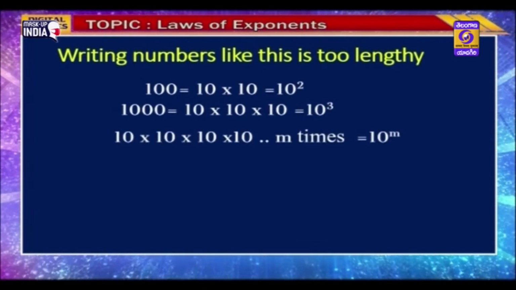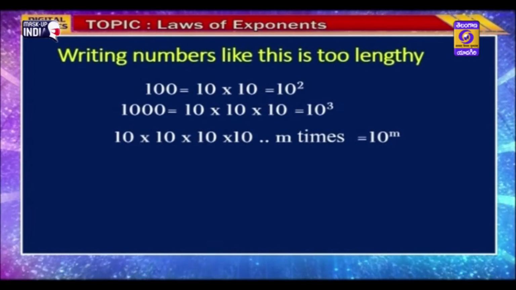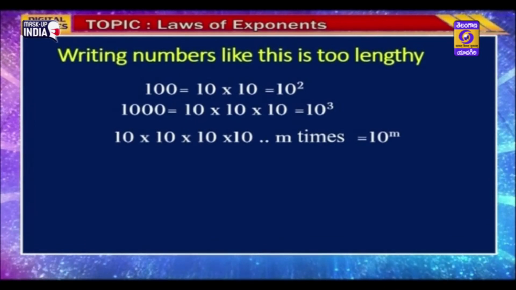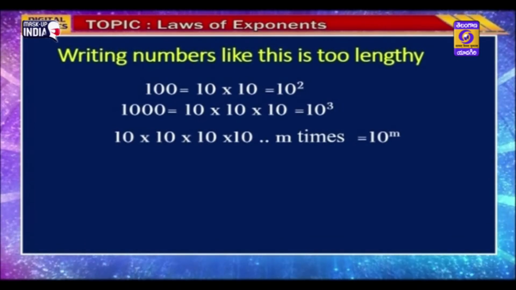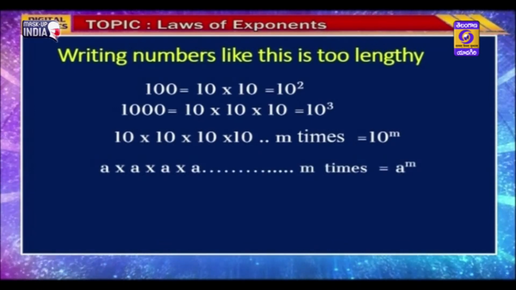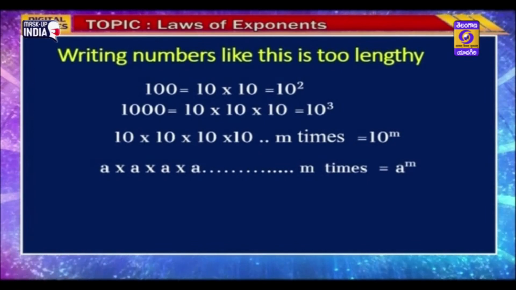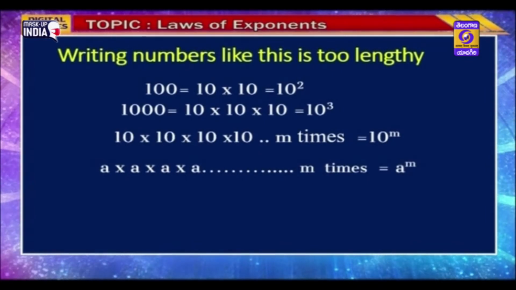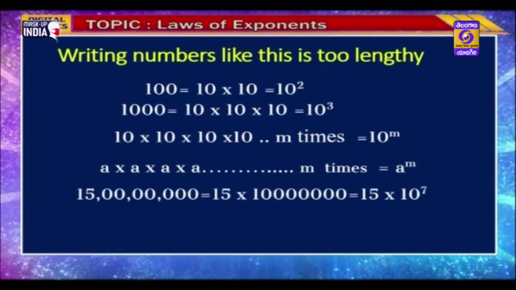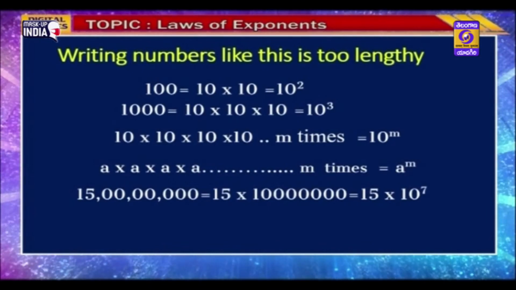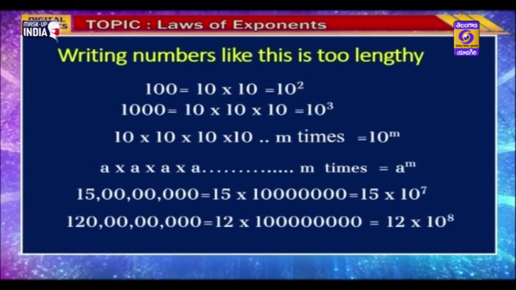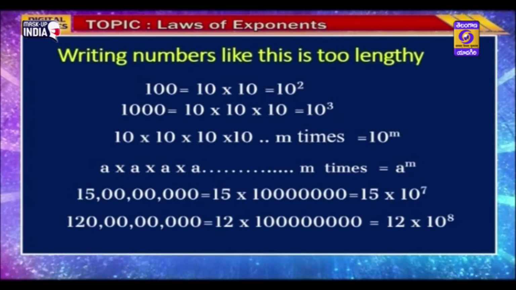Like this, if you multiply 10 for m times, 10 into 10 into 10 and so on up to m times, it can be written as 10 to the power of m. Look here, a is multiplied m times, so you can write it as a to the power of m. Like 15 crores can be written as 15 into 10 to the power of 7, and 120 crores can be written as 12 into 10 to the power of 8.